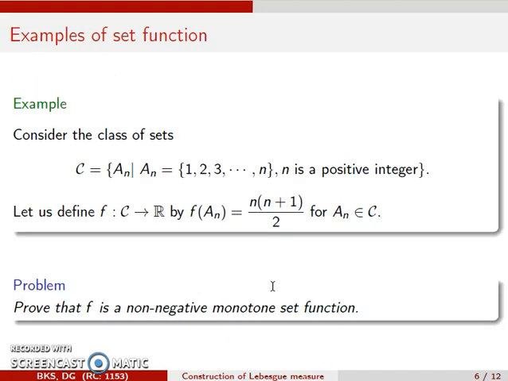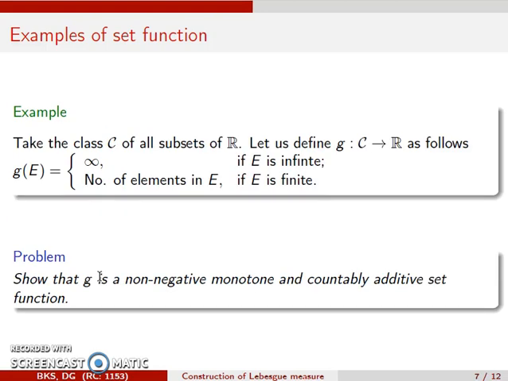Here we give two examples of set functions. First, we consider a class C of members An, where An are the sets containing the first n natural numbers, and we define a function f on C by f of An is equal to n times n plus 1 by 2, that is, the sum of the members of An. Then we leave a problem for the readers: show that f is a non-negative monotonic set function.